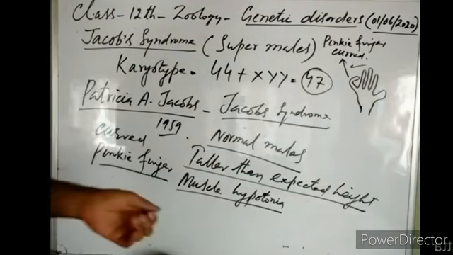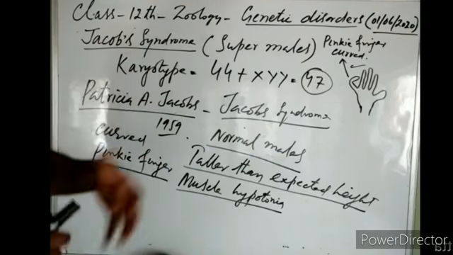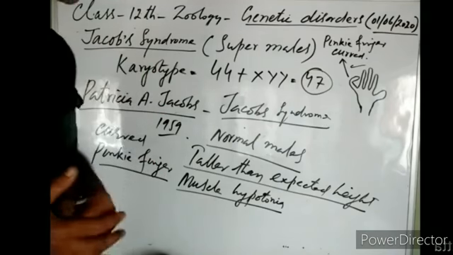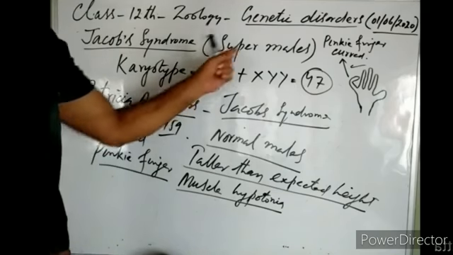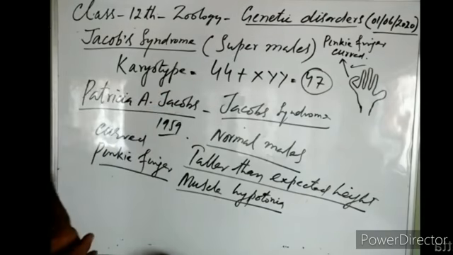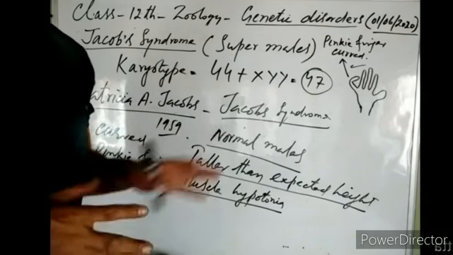So these are the only recognizable features in these Jacob syndrome patients. They are not patients, they are normal males. So in this Jacob syndrome, which was previously known as super males, this super male is a misnomer. This is not an appropriate term. They don't have any extraordinary power. They are just normal males.